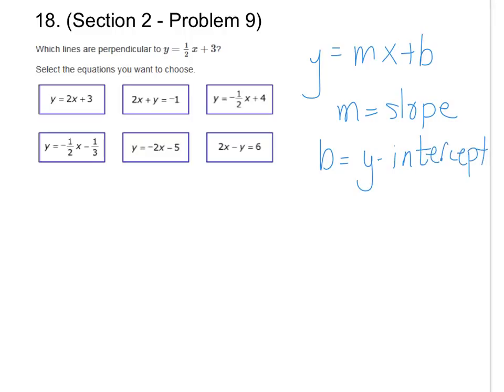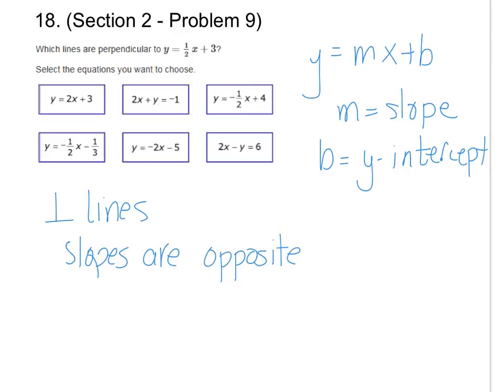So we are looking for which of these given equations are going to be perpendicular to this given equation. So if you remember, perpendicular lines, right? The slopes are opposite reciprocals. So remember, opposite means if one's positive, one's negative. Reciprocal is when you flip that fraction. You flip the numerator and the denominator.